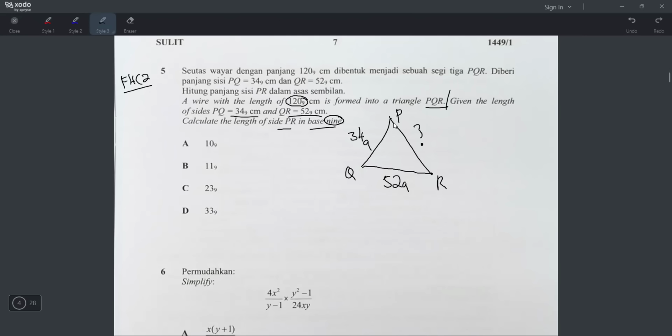Okay, this one you cannot use a calculator. The calculator doesn't work. If you press 120 minus 34 minus 52, the calculator will give you the wrong answer. You can only press it like that when it's base 10. Also, your calculator doesn't have the option to change to base 9.